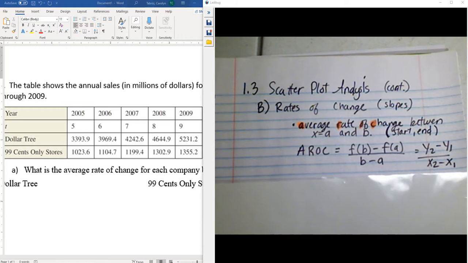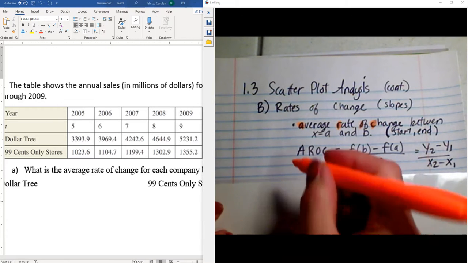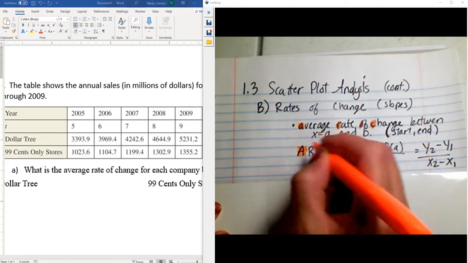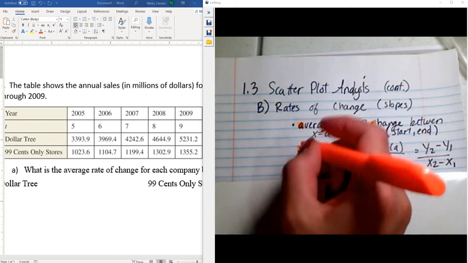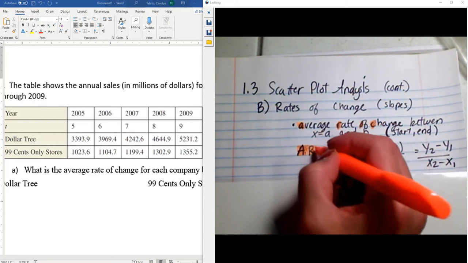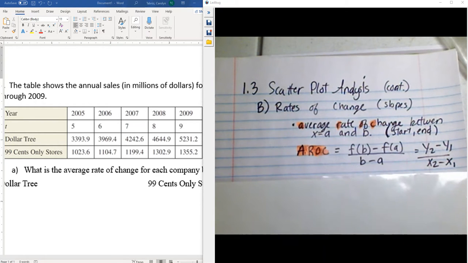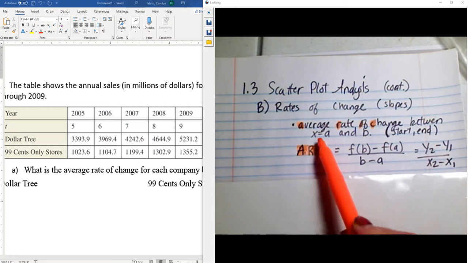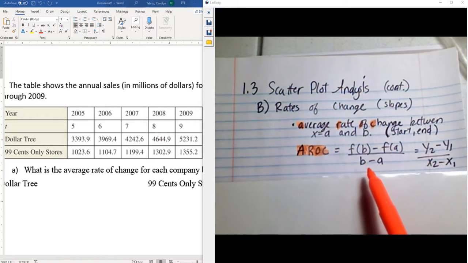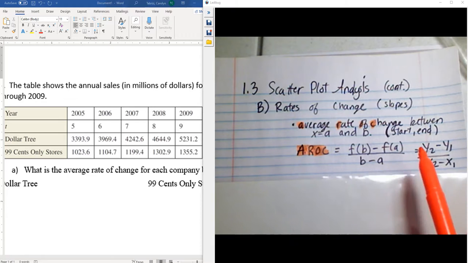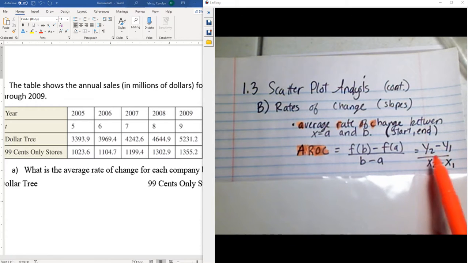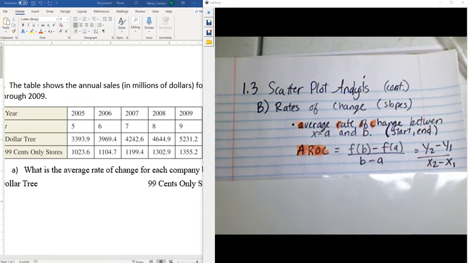Now I abbreviate average rate of change with AROC for the acronym. Average rate of change, okay, which is slope between 2 points. So notice I said x equals a and x equals b. f(b) minus f(a) over b minus a. Sometimes we think of slope as y2 minus y1 over x2 minus x1, or rise over run. Go ahead and pause and write if you need to.